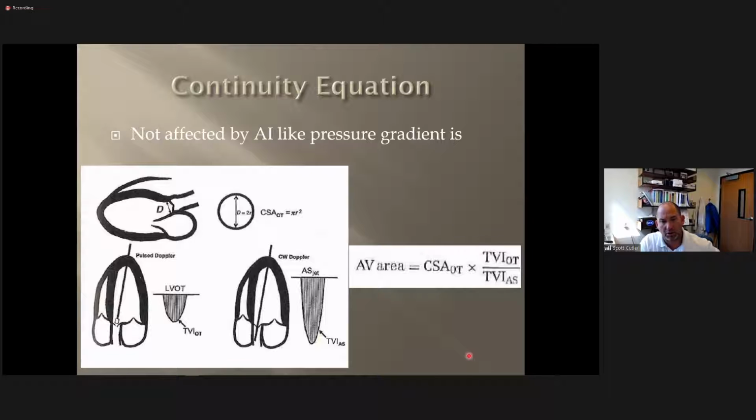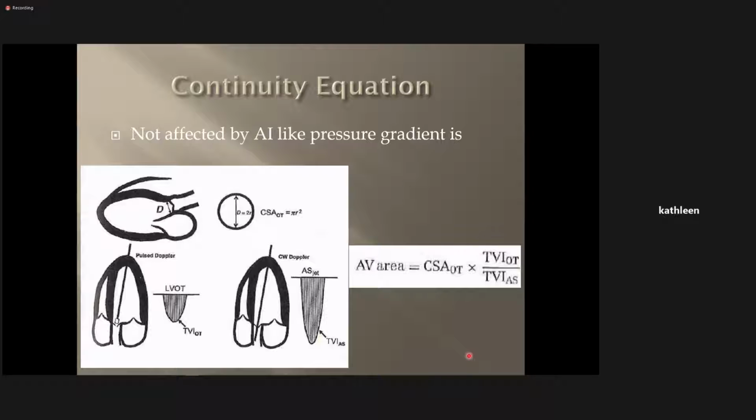So one is through the LVOT area. Remember that your continuity equation is the flow going through the LVOT, compared to the flow going out the aortic valve itself. So the AS is the aortic stenosis or the aortic valve itself. And we do trace that again once our velocity spikes and we do think we have stenosis, we're going to trace it and not just take a peak.